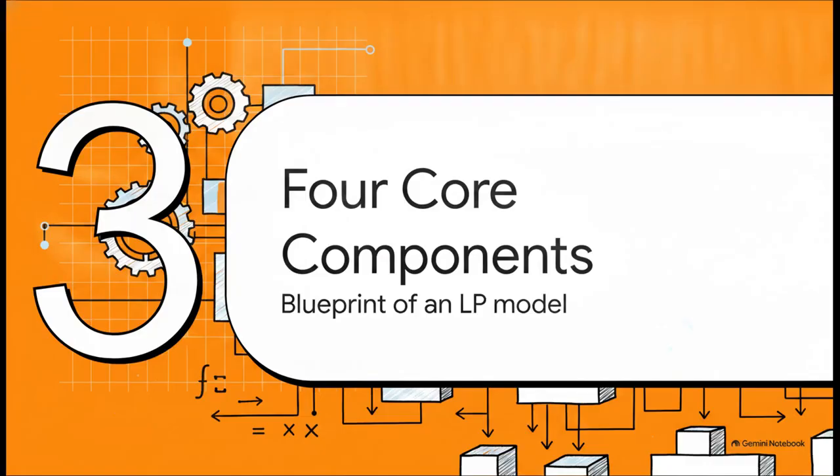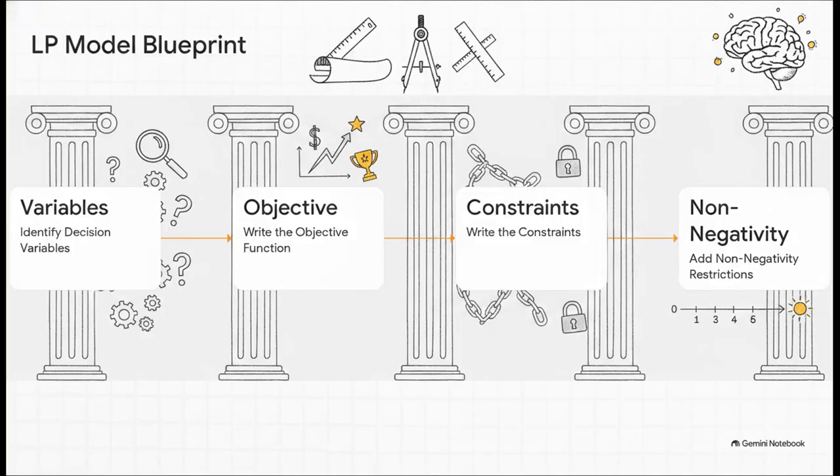Let's hit section 3, the four core components. This is the ultimate blueprint of an LP model. Every single linear programming model in the world is built upon these exact 4 pillars, always constructed in this specific order: identifying decision variables, writing the objective function, writing the constraints, and adding non-negativity restrictions. If you master these 4 steps, you can optimize almost anything.